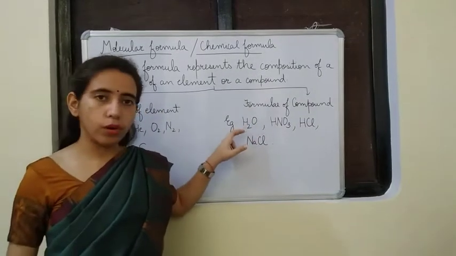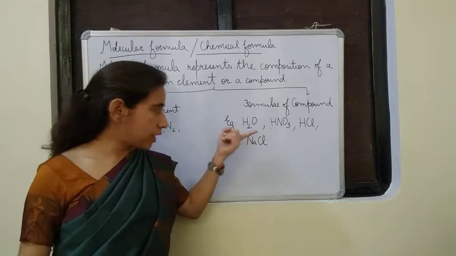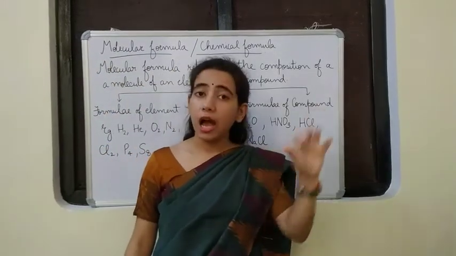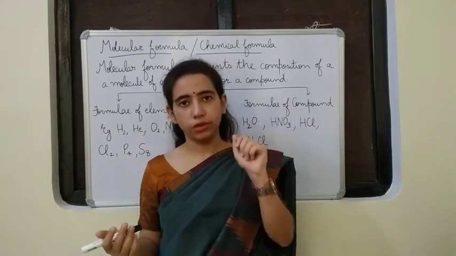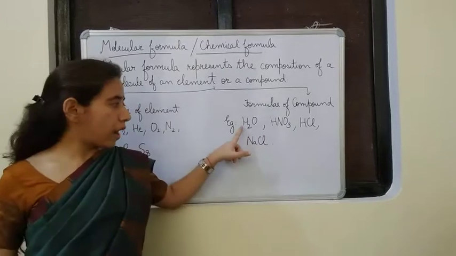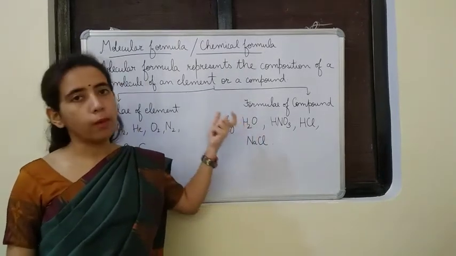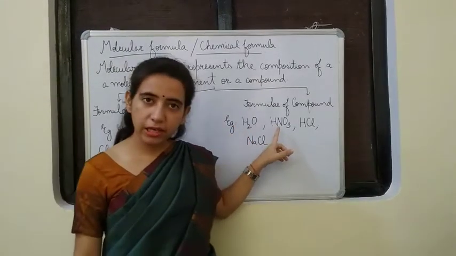Like in H2O, this is one molecule of water. So by looking at this formula, we come to know that water is formed by combining hydrogen and oxygen, and that also in what ratio? In 2:1 ratio. 2:1 means 2 atoms of hydrogen and 1 atom of oxygen combine to form a molecule of water. Okay. Now the next one is nitric acid, HNO3.